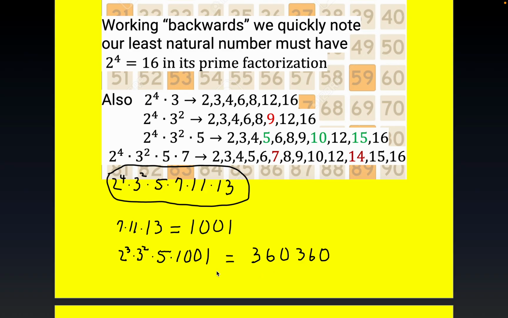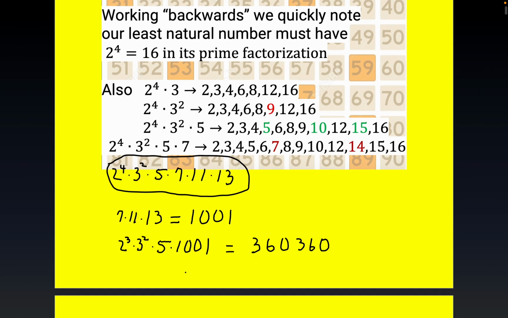It's a mirror image of itself just pushed over 3 positions to the left. All right. But note that our number is 2 to the 4th, so this number is going to be exactly double this number. So you get 720,720, which is kind of cool.